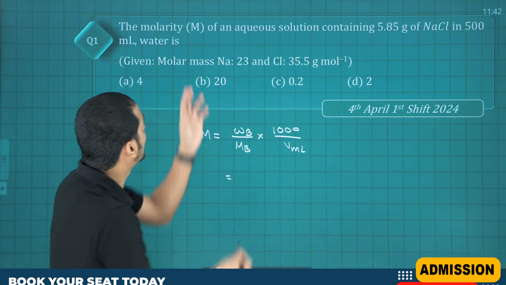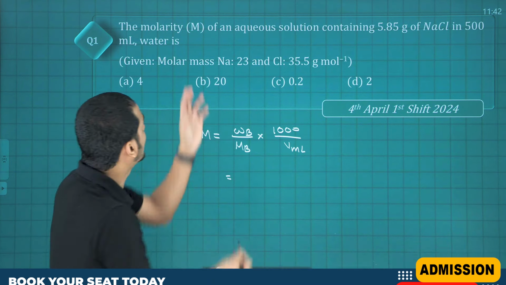So which things can we cancel, dears? This one I can cancel 2. This one I can cancel 0.1. 0.1 into 2, 0.2 molar. So our option is option C. Simple, correct? Yeah. We can go to the next question.